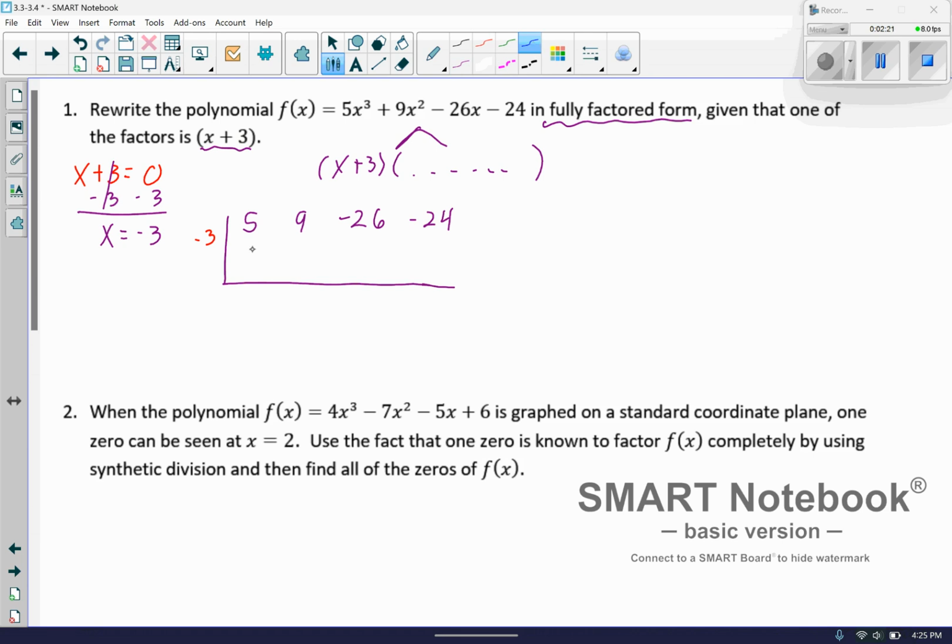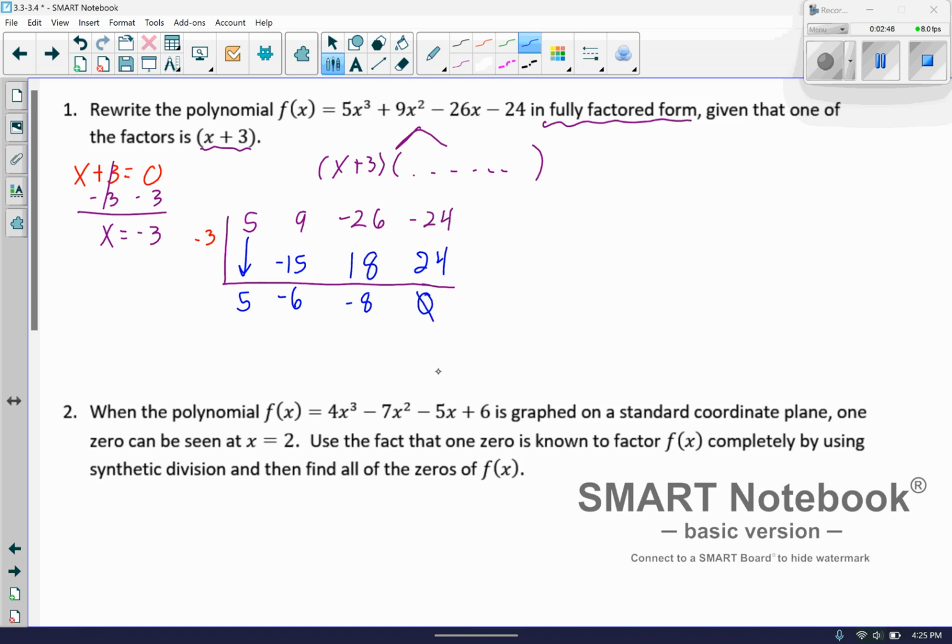So we start our process. We should hopefully be pretty good at this now. You drop the first one, then multiply and put it in the next column. Add those together. That gives us negative 6. Multiply, put it in the next column. That's going to be a positive 18. Then we add those together. That's going to give us negative 8. Then negative 8 times negative 3 gives me positive 24, remainder of 0.